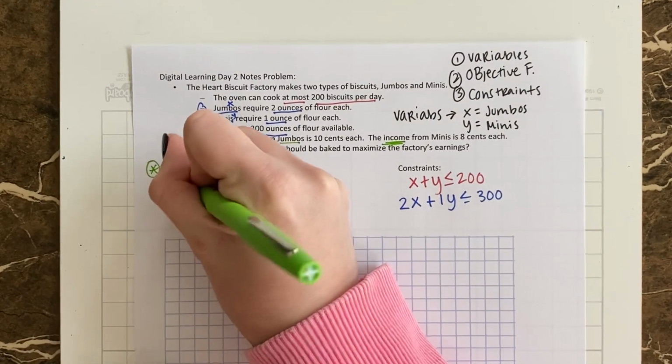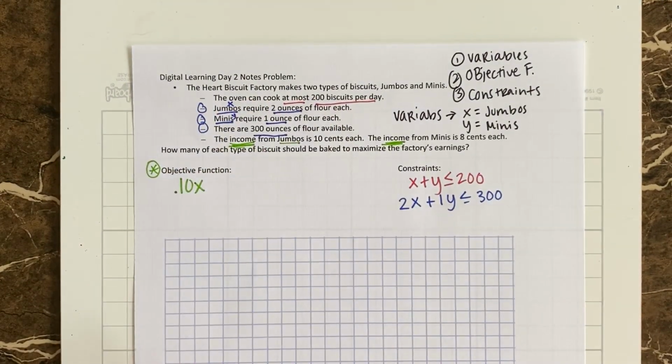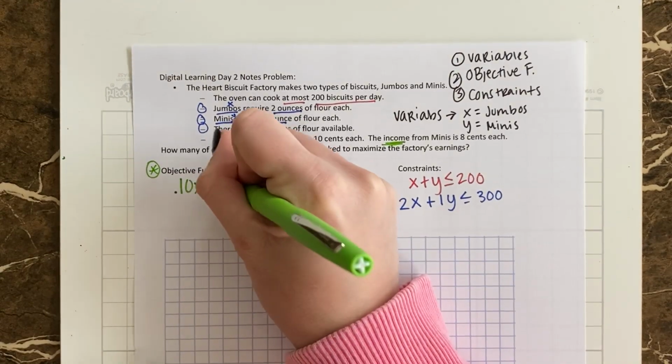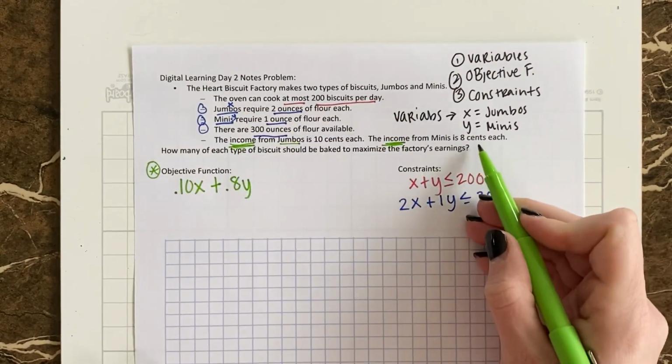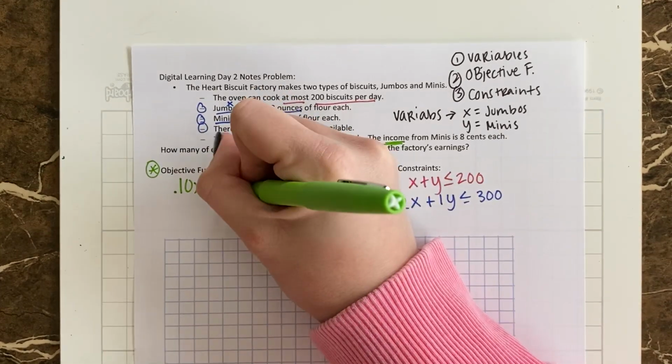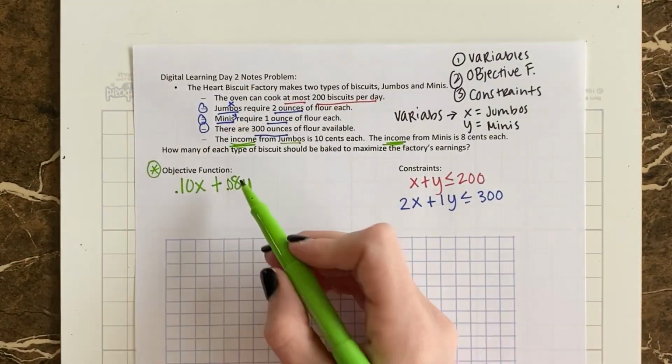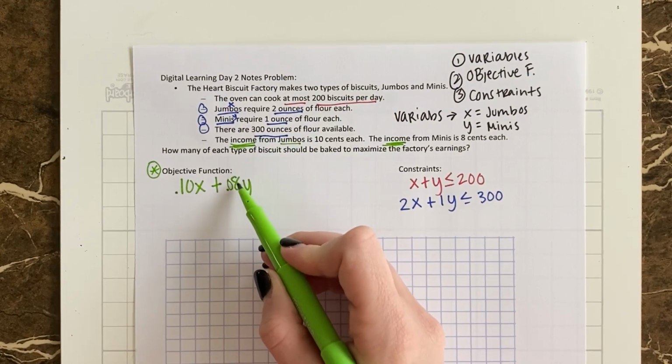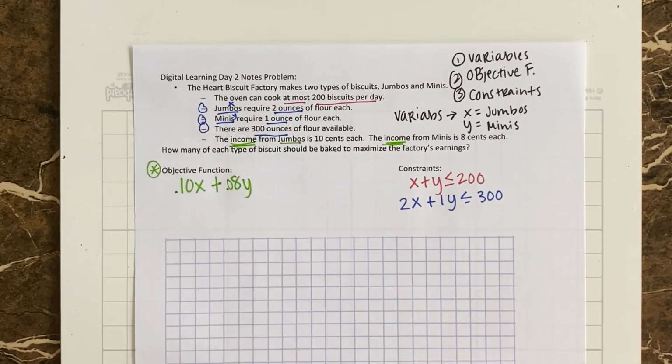So 0.10x plus 0.08y, because we're talking about cents. Okay, oops, sorry, 0.08, because we're talking about not 80 cents. This would be 0.8 is 80 cents. 0.08 is 8 cents. Okay.